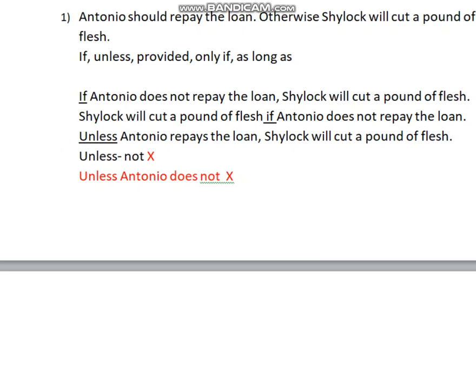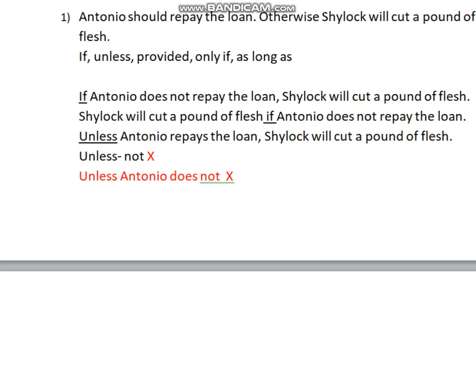So both if and unless clauses talk about the condition, something that will happen first. First, Antonio will not repay the loan. First, he will fail to repay the loan, and then Shylock will cut a pound of flesh.